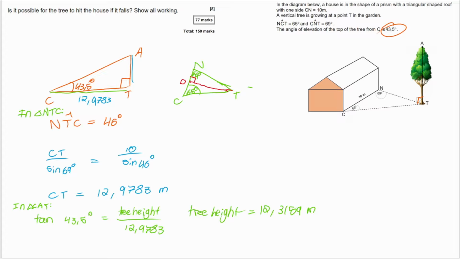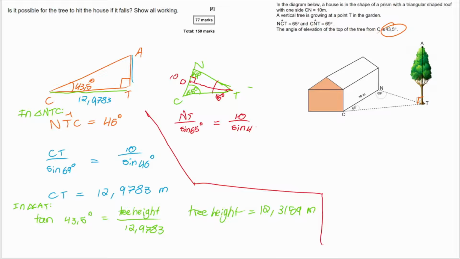Okay, so yeah, let's see how we can solve NT. So the thing is, to solve NT, we know the whole thing here is 10. We can just use the sine rule again, right? So we can just use opposites like that. Okay, and then remember this whole angle was 46 degrees. Okay, so I'm going to do the sine rule over there. So I'm working up here now. So what I'm going to say is NT over sine 65 degrees is equal to, which one can I use? I'll use 10 over sine 46 degrees.